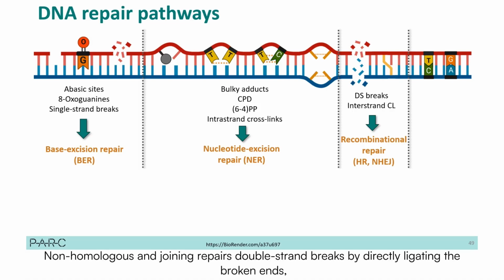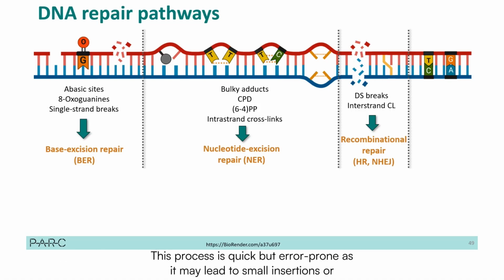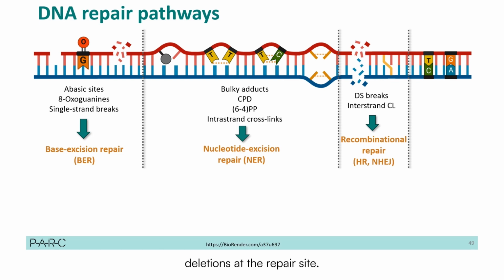Non-homologous end joining repairs double-strand breaks by directly ligating the broken ends, without a homologous template. This process is quick but error-prone, as it may lead to small insertions or deletions at the repair site. It is active throughout the cell cycle.